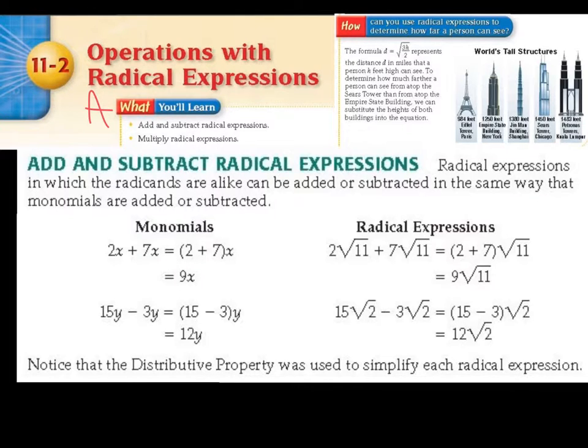monomials are added or subtracted. So if I have 2x plus 7 more x's, that's the same as 9x, or 15y subtract 3y's, I have 12y's. So in the same way, 2 square root of 11 plus 7 square root of 11 is 9 square root of 11, or 15 square root of 2 minus 3 square root of 2 is 12 square root of 2. Notice that the distributive property was used to simplify each radical expression.